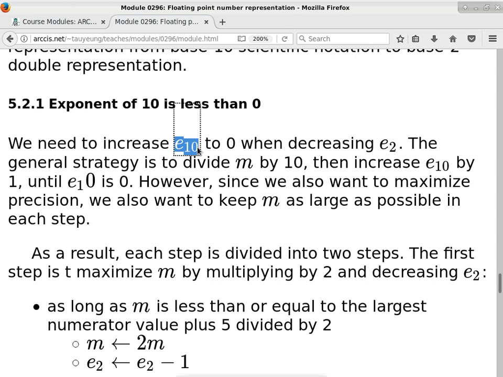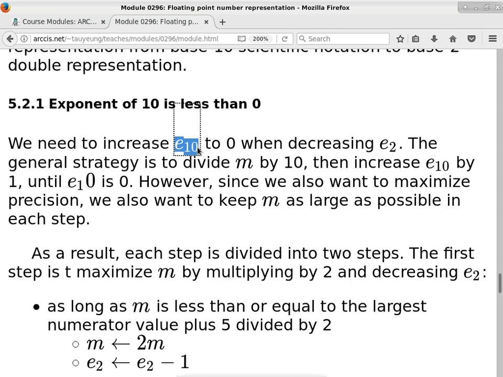Increasing E10 by 1 is multiplying the value by 10. In order to compensate for multiplying the value by 10, we can also divide m by 10. That would compensate for the increase of exp10. Is that okay?